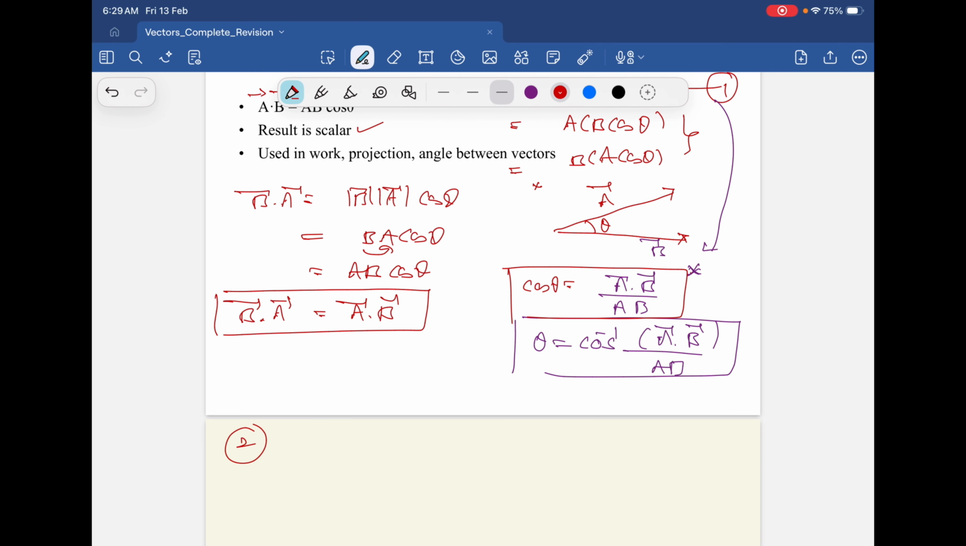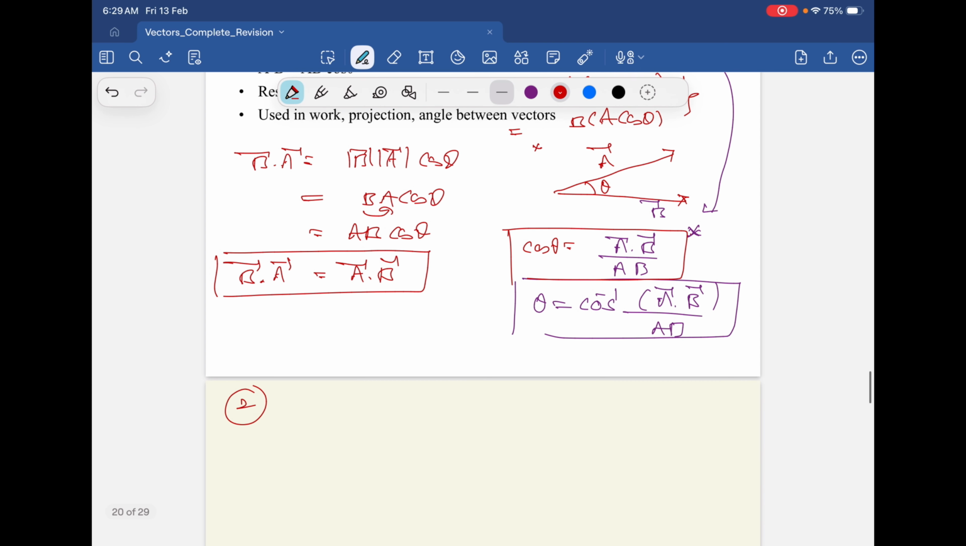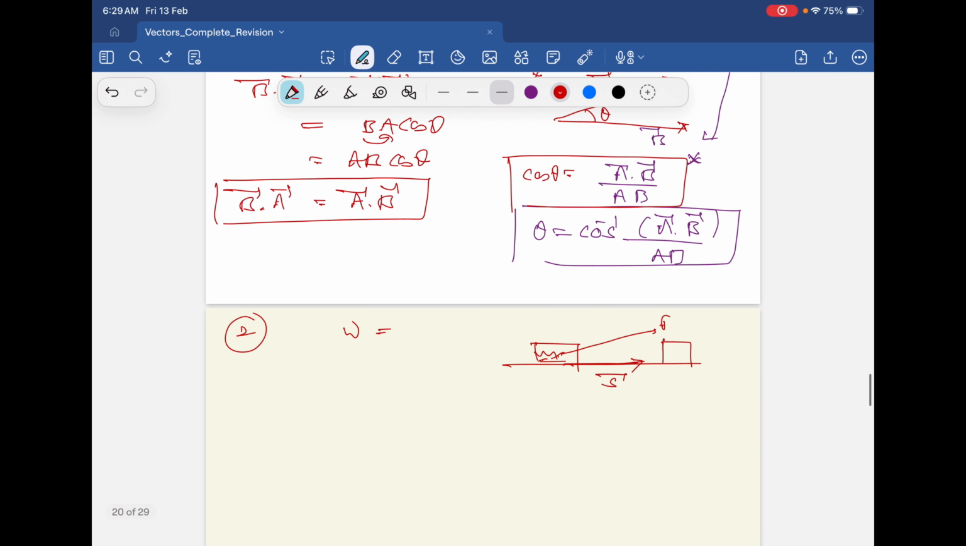A second application: in physics we come across wanting to find work done. A body is there, and a force is acting on this body. This body undergoes displacement like this, at some angle theta. The angle between the displacement vector and the force vector is some theta. Then the work done by this force is defined as the scalar product of the force vector and the displacement vector.